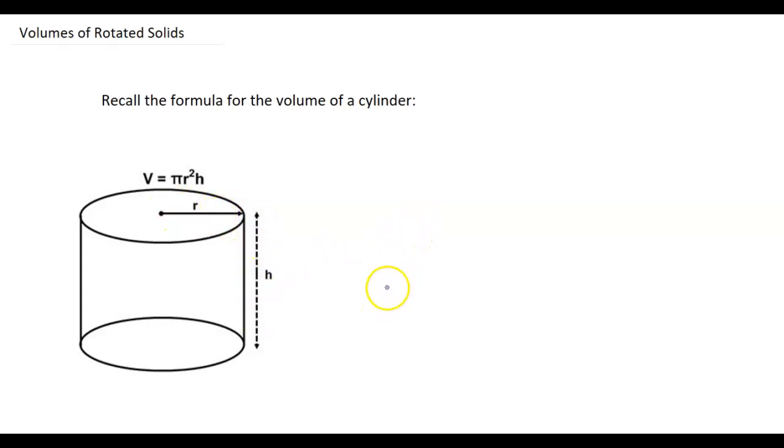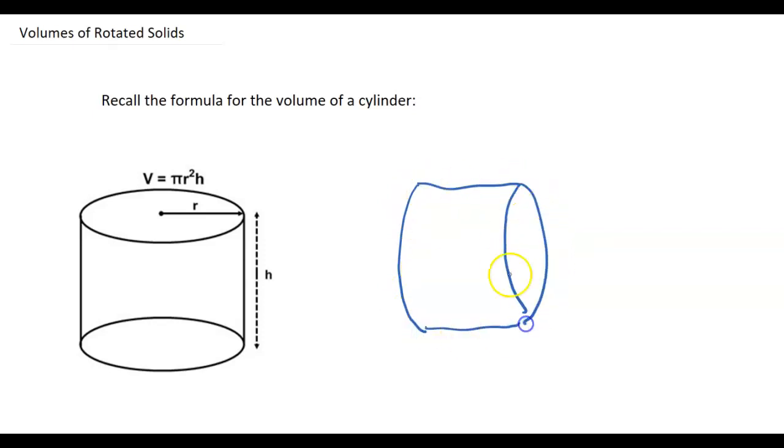And most of the time, we're going to be looking at cylinders that are turned on their side, okay? So your height is going to be going this way, and your radius is going to be going that way, and your axis of rotation is going right through the middle of it.